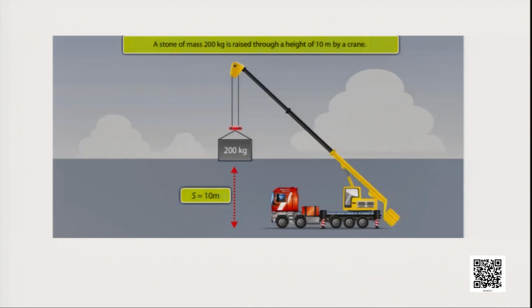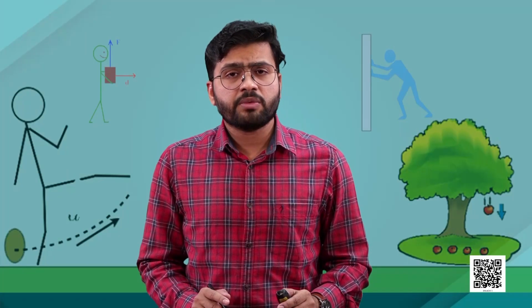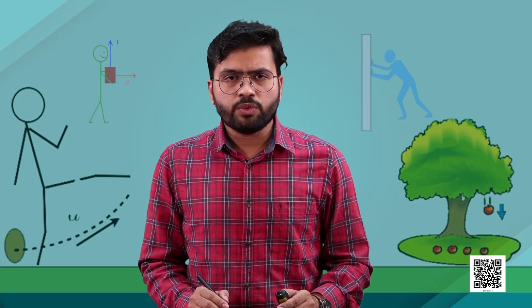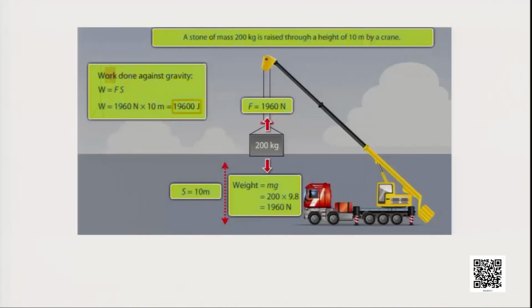Here a crane is lifting an object of 200 kg to a height of 10 meter. That means the crane is doing a certain amount of work to lift that object to the height of 10 meter. So what is that amount of work done? The work done is nothing but force into displacement. Here the force is nothing but the weight of that object, that is mass into the acceleration due to gravity, and as you can see the weight is 1960 Newton. So if you substitute that in the formula W is equal to Fs, it gives us a work of 19600 joule.